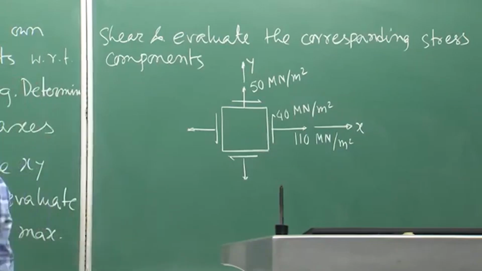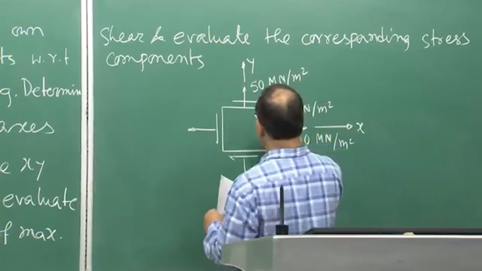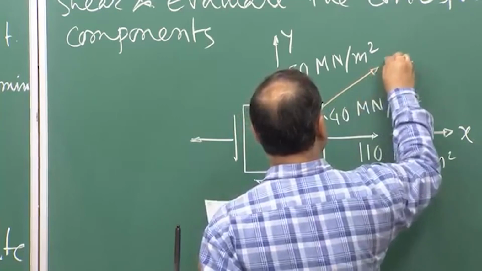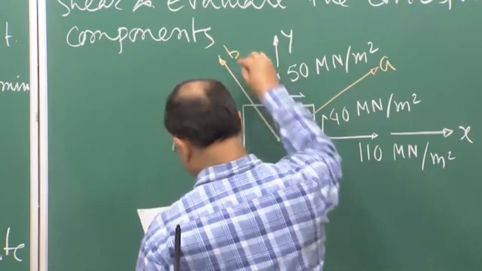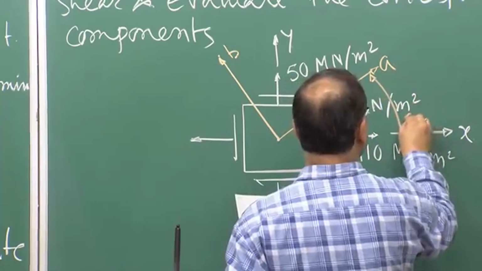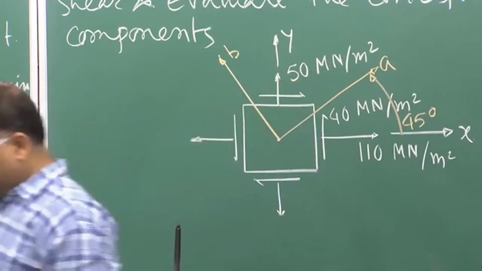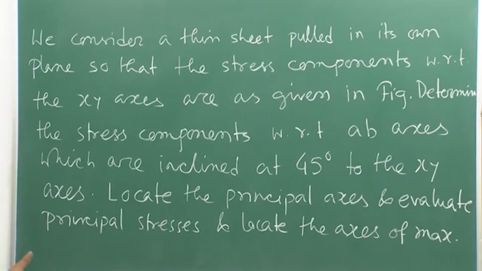and you have the axis AB like this, which is making an angle 45 degree with x axis. Okay. So, therefore, the problem says that we consider a thin sheet pulled in its own plane, so that the stress components with respect to the xy axis are as given in figure.